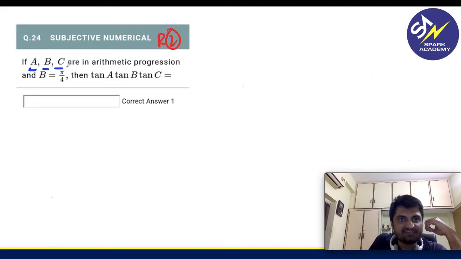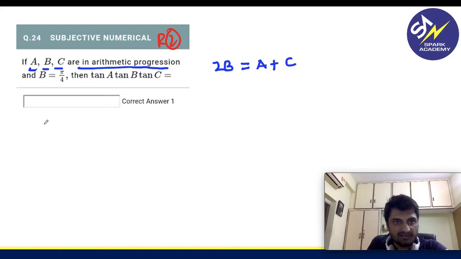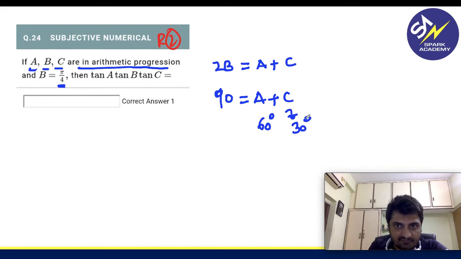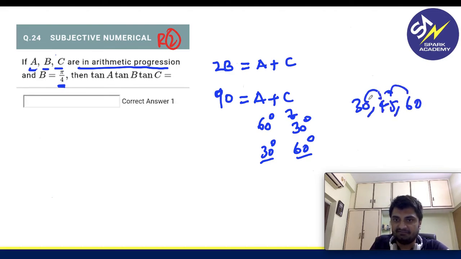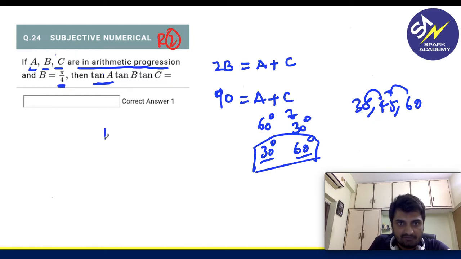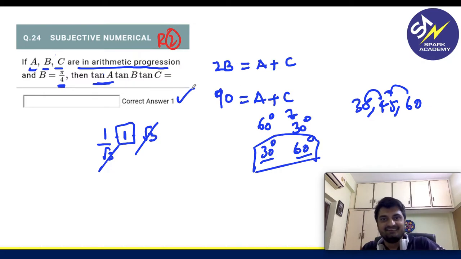Now look at 24th question. A, B, C are in AP. What does that mean? 2B equal to A plus C. Now tell me guys, B is 45, right? 2 into 45 is 90 degrees equal to A plus C. So can I give A 60, C as 30, or A 30, C 60? Now check, A 30, B 45, C 60: 30, 45, 60, AP, right? So this can be my good assumption. Now tell me, what did he ask? Tan A, tan 30, 1 by root 3, into tan B, tan 45, 1, tan C, tan 60 is root 3. Root 3, root 3 cancel. I am getting answer 1. So actually it's round 1. But again, as I told you, numeric, do it always in round 2. It's very easy.